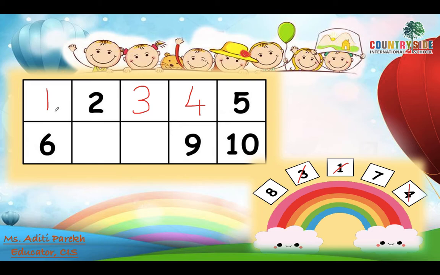Now, let us repeat the numbers. 1, 2, 3, 4, 5, 6, and 7. So where is number 7? Is this number 7? No. Is this number 7? Yes. So cut this number and let us write it here. One sleeping line and one slanting line. 7. Now let us repeat the numbers.